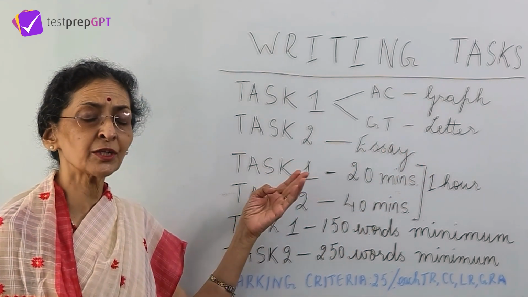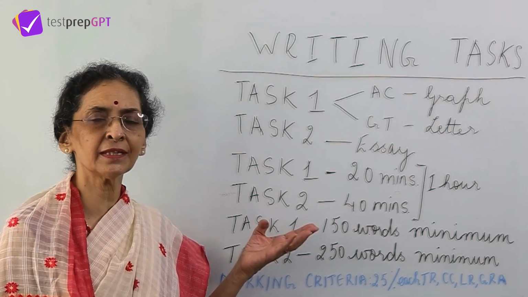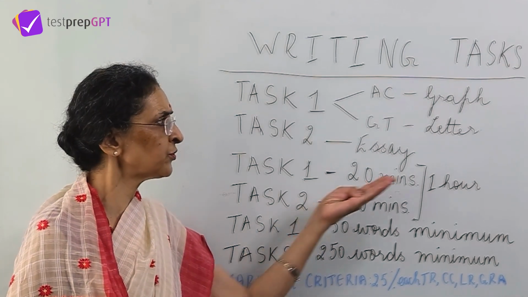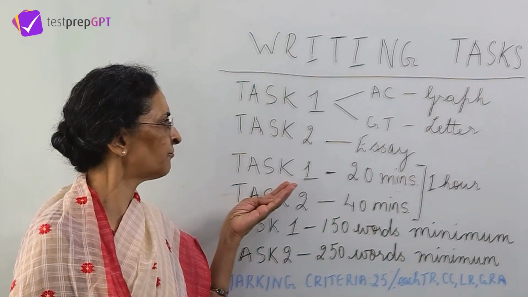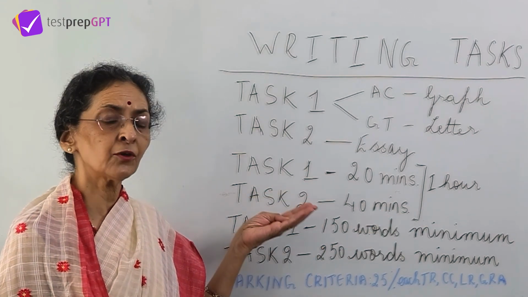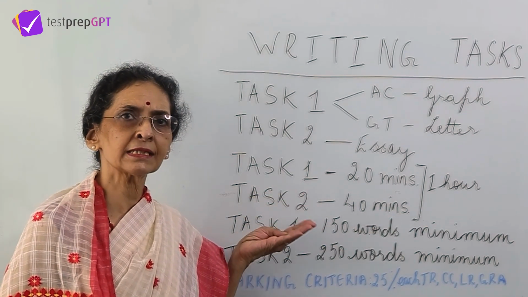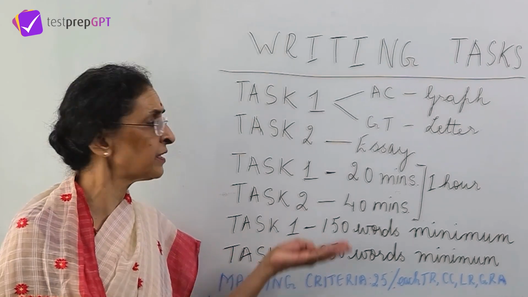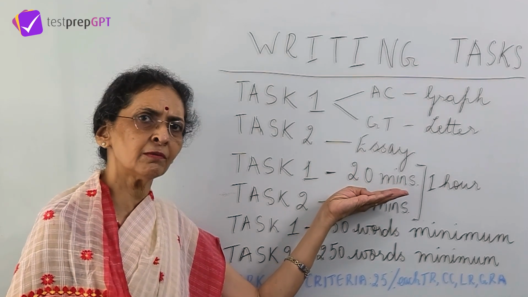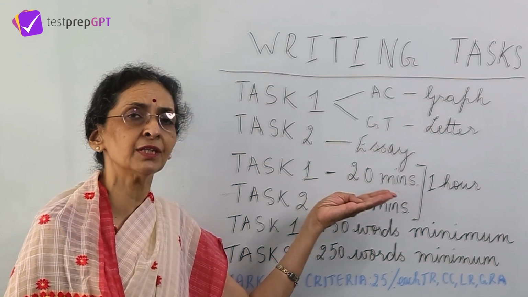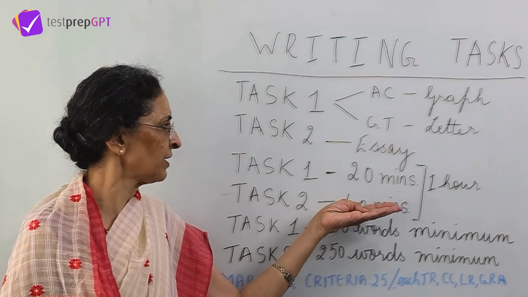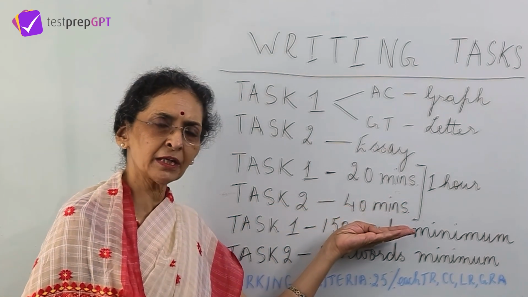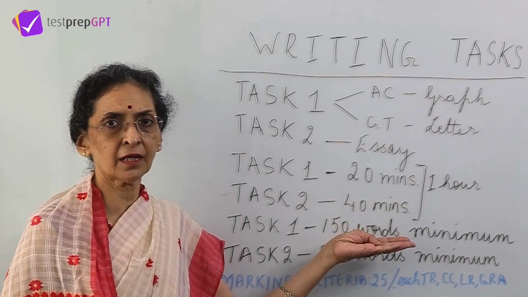Now, how much time do you get to write these? Remember, the IELTS test is based on precision timing as well. So you get a total of 1 hour for both tasks. Now, since task 1 has less weightage in terms of the overall band score that you get, you are required to spend only about 20 minutes on it. That's given in the question paper itself. And task 2, which is a little longer, requires you to spend about 40 minutes on the task.